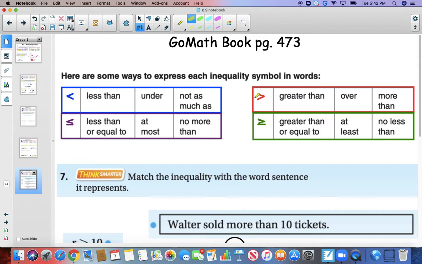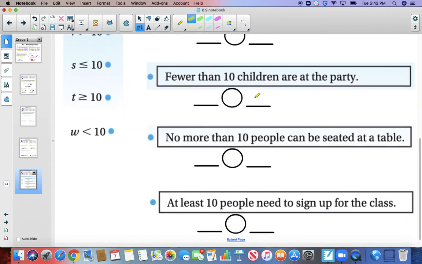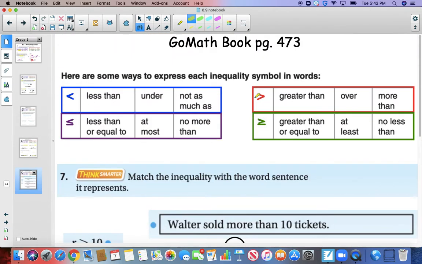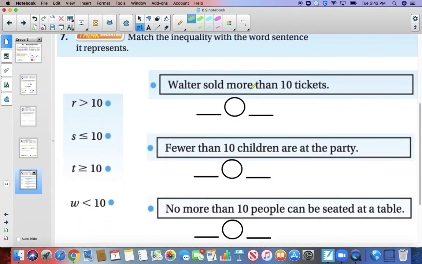All right, so next one. In your math book, you guys can try and do this first. I spaced it out more, but it's in your book if you want to go to page 473. So we're just going to match. We're going to take the sentence over here. I'm going to write the inequality myself because I just work that way. And then I'm going to match it up with the answer over here.